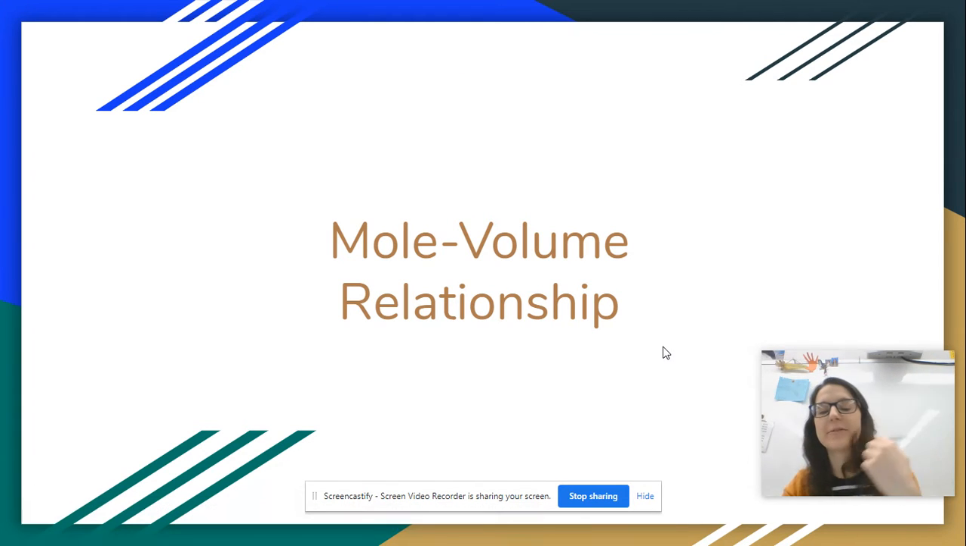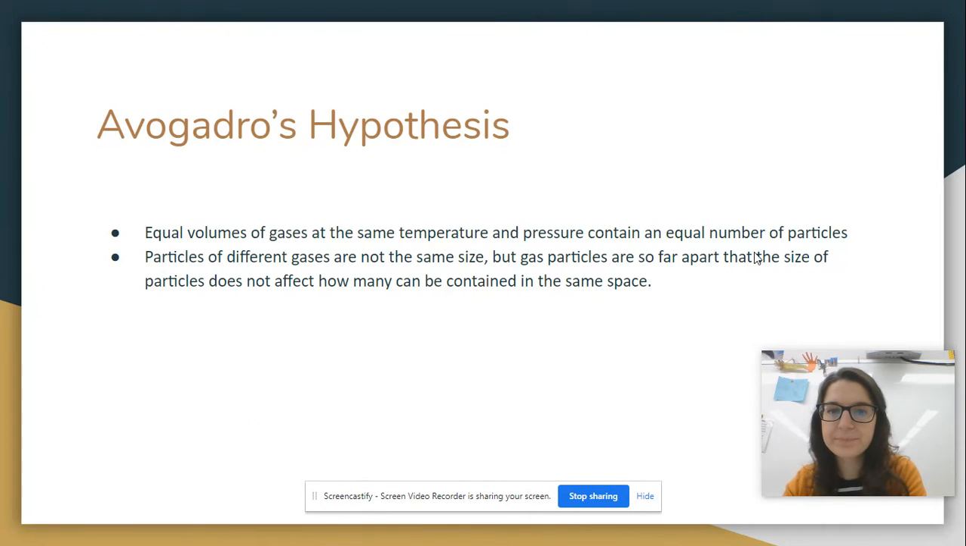Today we're going to do a little bit of notes on the relationship between moles and volume, which your packet yesterday gave you a little bit of an insight on, but we haven't done any notes or problems on it yet. Remember Avogadro, our guy, his original hypothesis was that equal volumes of gases held under the same conditions, so same pressure and same temperature, have the same number of particles.